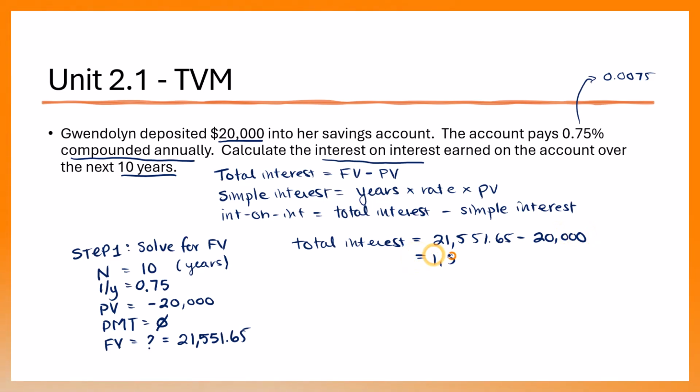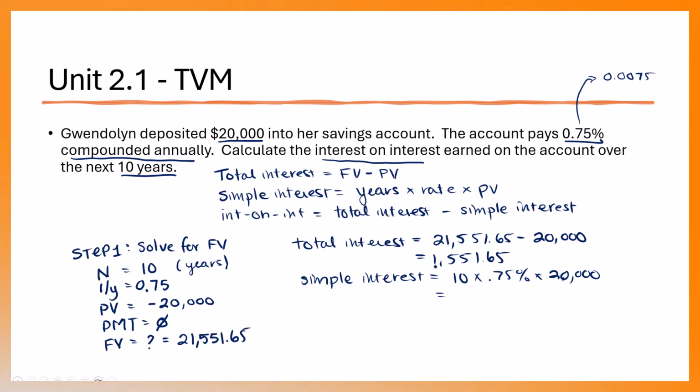And if you're wondering why the interest earned on this account was so small, it's because it was only paying 75 basis points or 0.75% each year over the course of 10 years. Next, just like we did in question number 1, we need to find the total simple interest by taking the years times the percent times the original deposit.